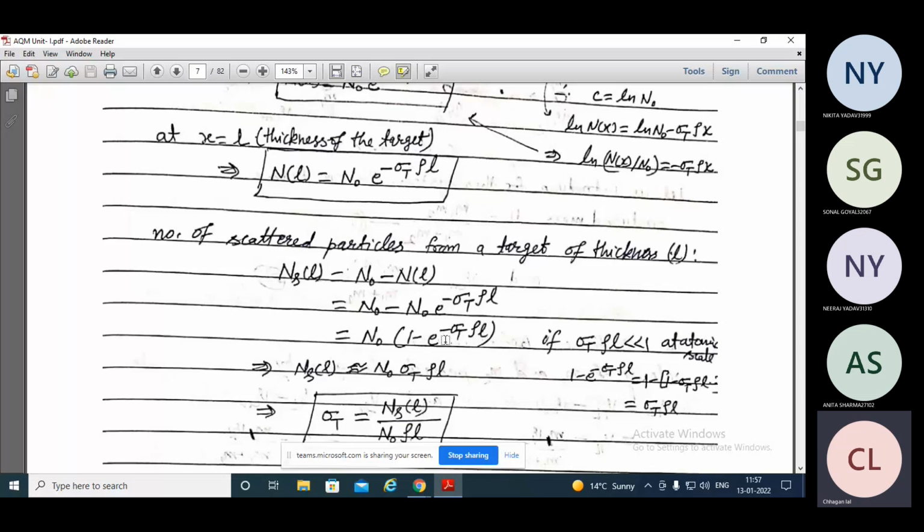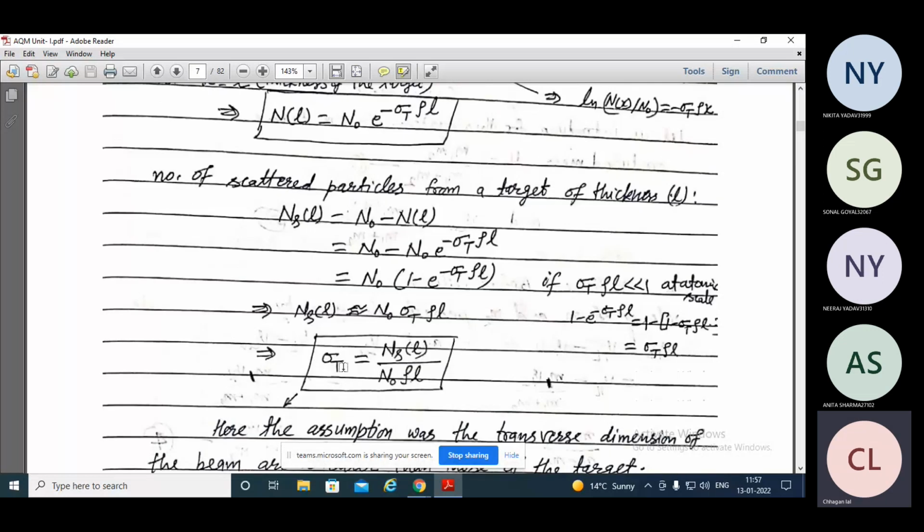So here we can represent this term like this: n naught sigma t rho L. Then we can find out sigma t, that means N_S over n naught rho L. So that's how we represent how many particles are scattered, and in the denominator n naught rho L. Here n naught is the number of particles at the left surface, rho is the density of the target material, and L is the thickness of the target.